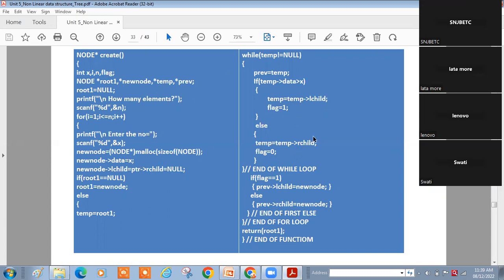When I say L child, it will go for the new node creation, and that new node is created on the left hand side. Otherwise, it is on the right hand side. So this is the left hand element as L child, and the right hand element as the right child. This previous and temporary are nothing but pointers used to represent that particular location. So this is just the expression of the create function.